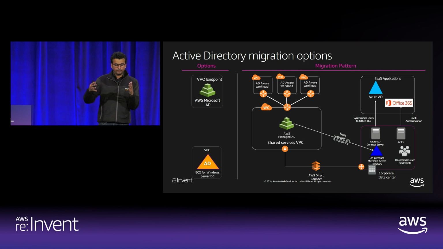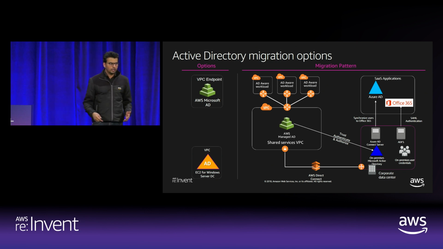And in the context of Unicorn Shop, they went with a managed AD in the central shared services VPC. They enabled one-way trust to their on-premise data center. And since we talked about this before, they had some workload running in Office 365. The way they would authenticate with that is to use ADFS to authenticate with Office 365 on-premise.